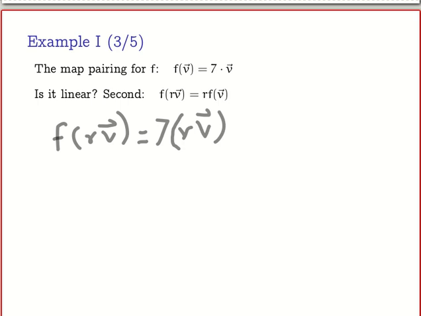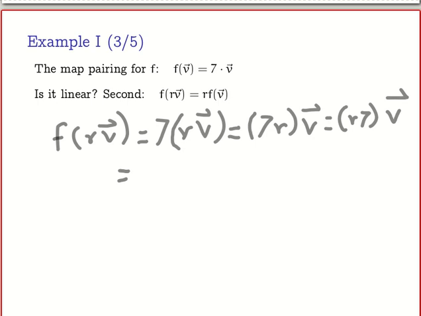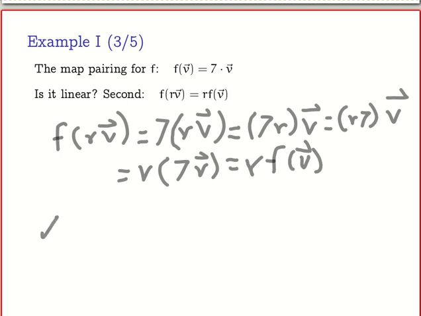Now, these multiplications in here, according to the properties of vector spaces, are associative. So this is equal to 7 times r times v, which equals r times 7, because numbers are commutative, times v. And this equals, in turn, using again the associative property of these operations in vector spaces, r times 7v. We're taking baby steps here. Okay, that's r times, and 7v is the image of v, so this is r times f of v. Okay, so check. This map is linear.